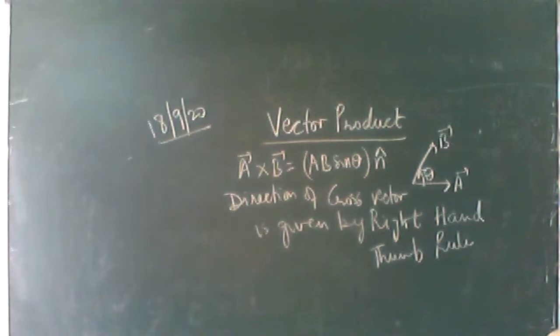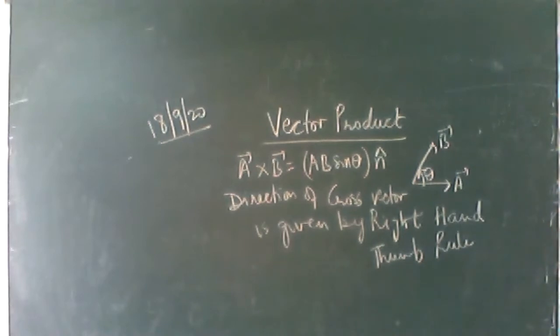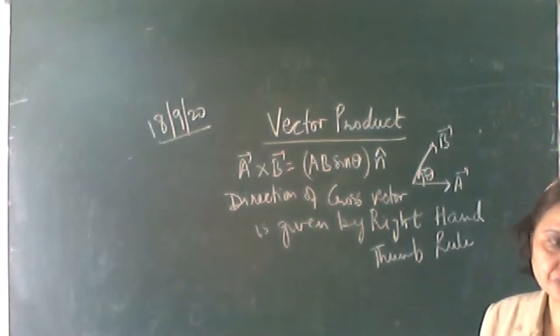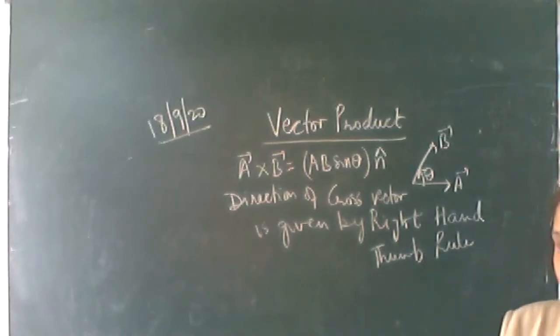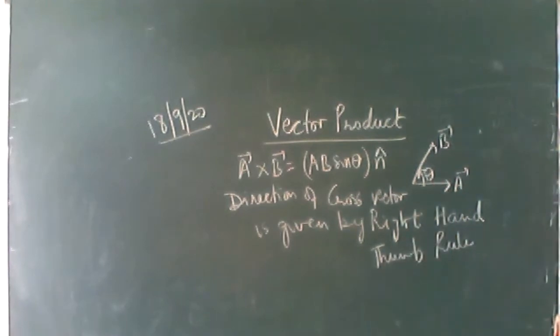Write down, it states that if the tips of the curled fingers of right hand are from first vector to the second vector along theta, theta is the acute angle, then the thumb gives the direction of n cap.